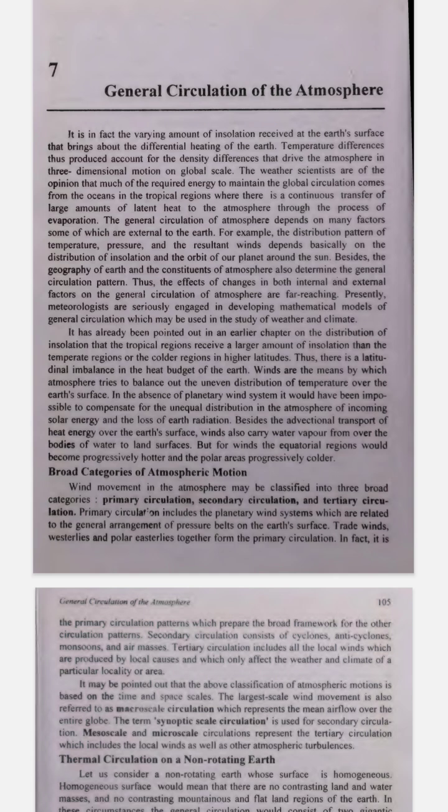C. Polar cell, near the poles. At the poles, the air is very cold, so it sinks. This cold sinking air moves toward the equator near the surface. Around 60 degrees latitude, the air gets warmer and rises again.